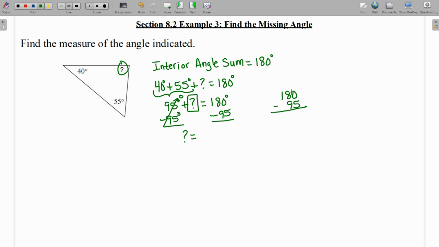Now, 0 minus 5, we can't do that. So we can borrow 1 from this 8, make it a 7, and carry that 1 that we borrowed over to the 0 and make it a 10. Now, 10 minus 5 gives me 5. 7 minus 9, I once again can't do that. So I have to borrow from the 1, make it a 0, and the 1 that I borrow, I carry over to this 7 and make it a 17. 17 minus 9 gives me 8. So my missing angle that I'm looking for is actually an 85 degree angle.